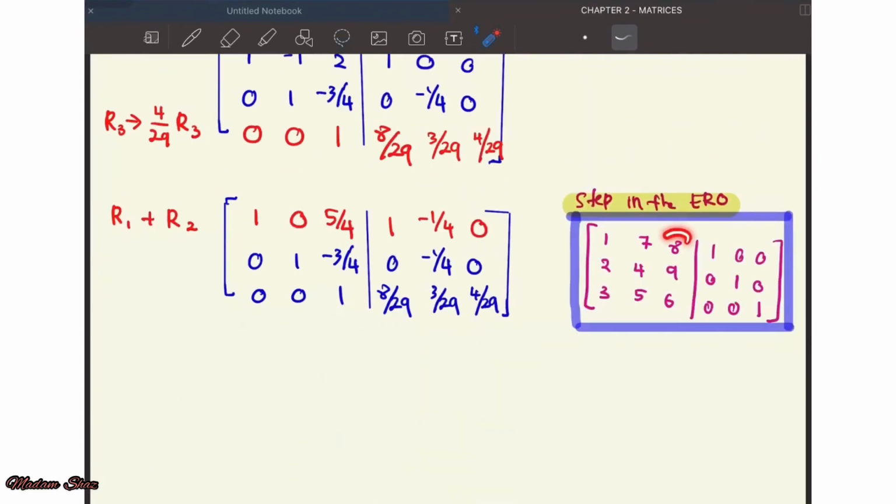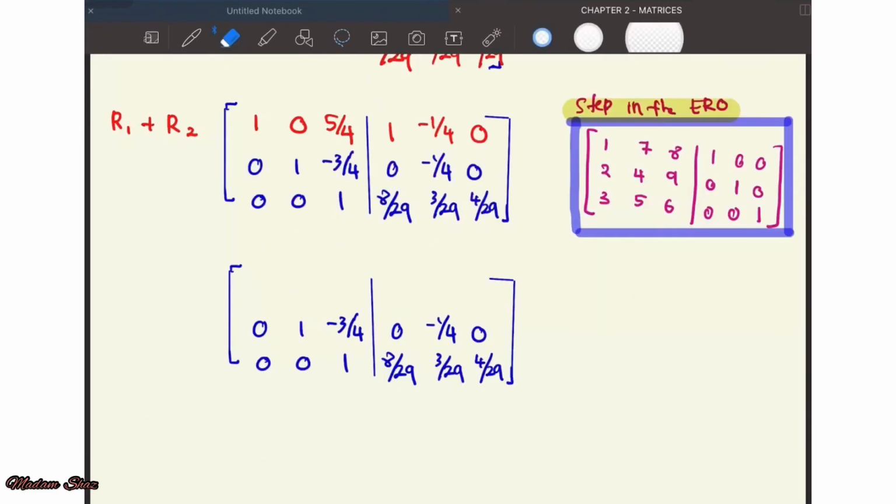Okay, now proceed to step 8. We want to change the element to 0. We have 5 over 4 here, and we want to change it to 0. So 5 over 4 should be minus 5 over 4 so that it will become 0. Therefore, row 1 will be changed. Row 1 minus 5 over 4 row 3. We make the operation with row 3 because we have 1 here.